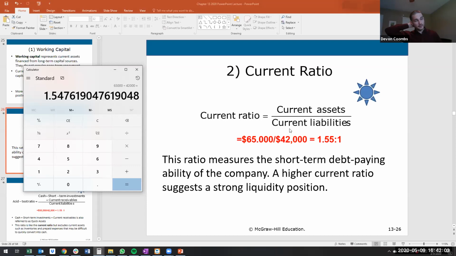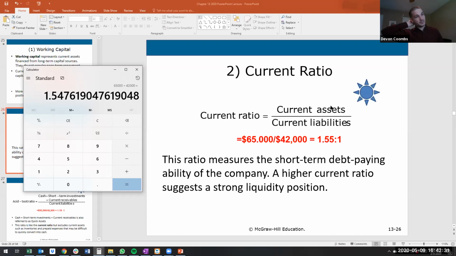Anything over one means that we're liquid. Anything under one means we're illiquid and we need to find some cash quickly because we're not able to satisfy our current liabilities and we'll be in trouble and have risk of bankruptcy. The higher this is, the better, generally, because we're going to be more liquid. And then we can compare the current ratio to our competitors to see how well we're doing.